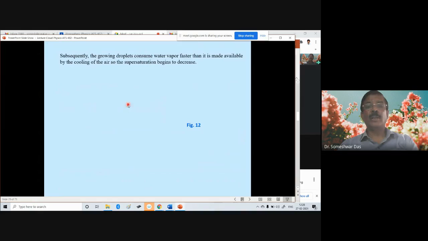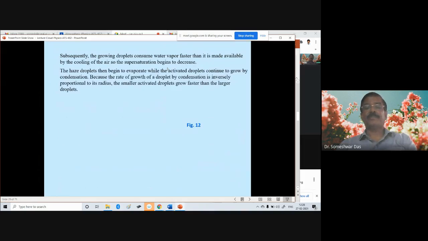Further, the growing droplets consume water vapor faster than it is made available by the cooling of the air, so the supersaturation begins to decrease. And once the supersaturation decreases, the growth halts. The haze droplets now form and begin to evaporate while the activated droplets continue to grow by condensation. Because the rate of growth of a droplet by condensation is inversely proportional to its radius, the smaller activated droplets grow faster than the larger droplets.